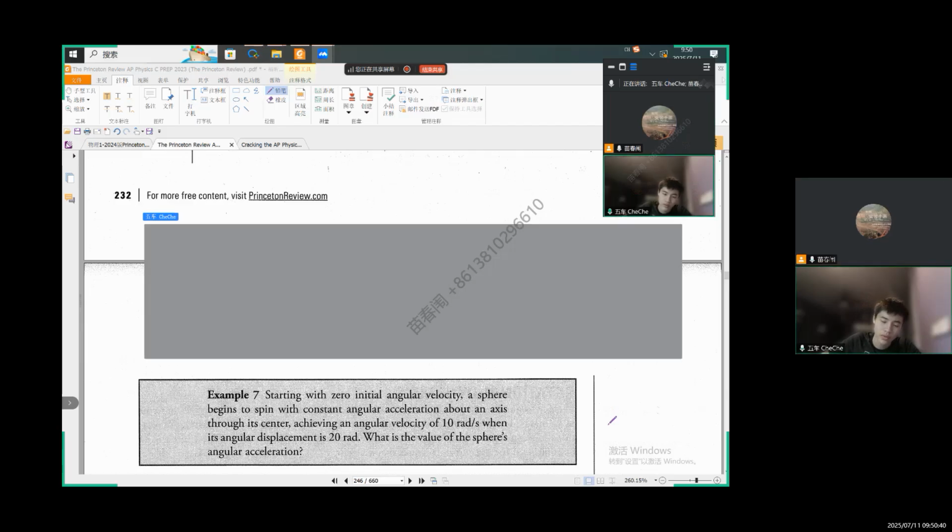Starting with zero initial angular velocity. A sphere begins to spin with constant acceleration, of course, about an axis through its center, achieving an angular velocity of this, and has displacement. It has acceleration, so it doesn't have time. It doesn't really have the time. So that's what we're going to use. There's a formula without the time.